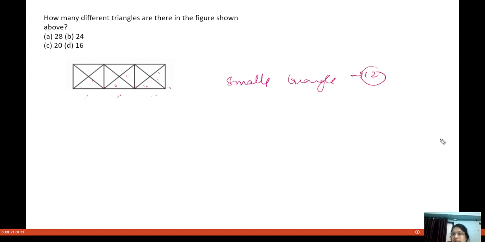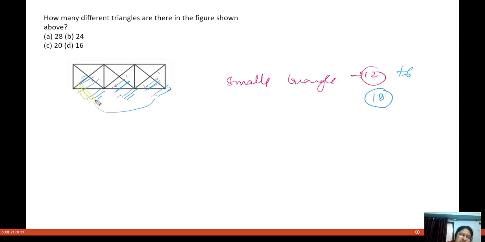Now let us start counting the bigger triangles. We have one triangle, this one, and one triangle, this one. So two triangles. Similarly, we have one triangle, this one, and one triangle, this one. So two triangles. And we have one triangle, this one, and one triangle, this one, two more triangles. So we have total six more triangles here. So 18 triangles.